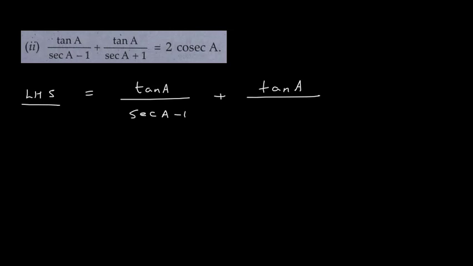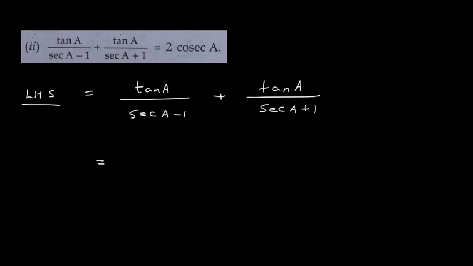Let us see second question. Second question here is tan A upon sec A minus 1 plus tan A upon sec A plus 1 is equal to 2 cosec A. So here let us begin with LHS. LHS is equal to tan A upon sec A minus 1 plus tan A upon sec A plus 1. This is LHS. We have to prove that this is 2 cosec A.